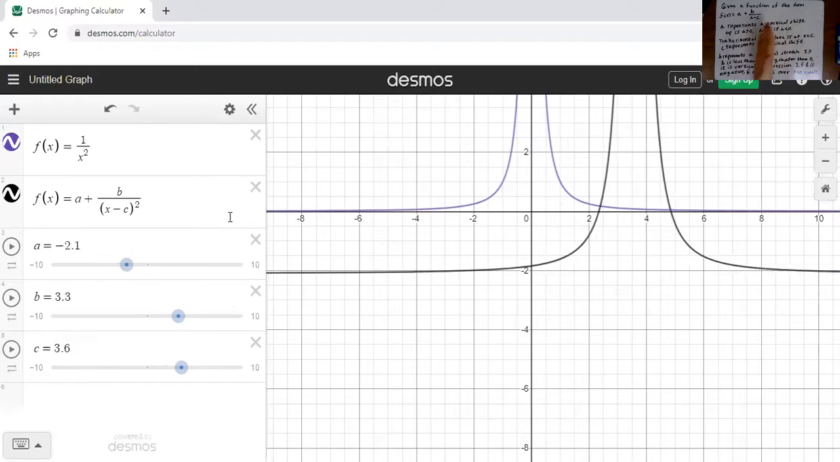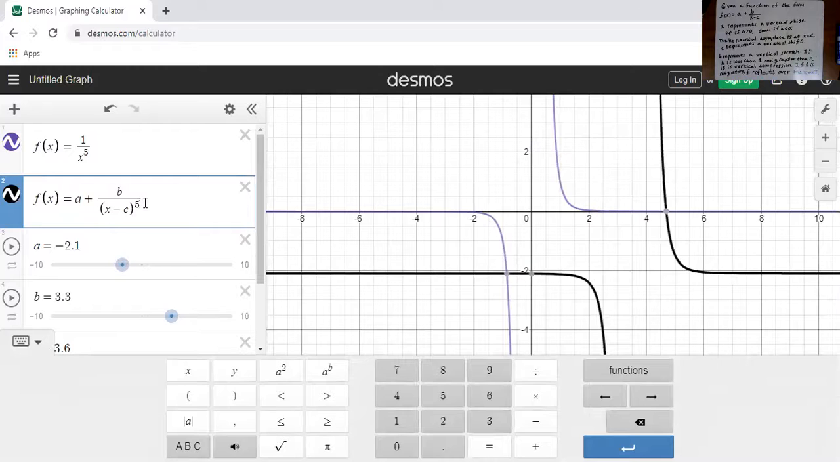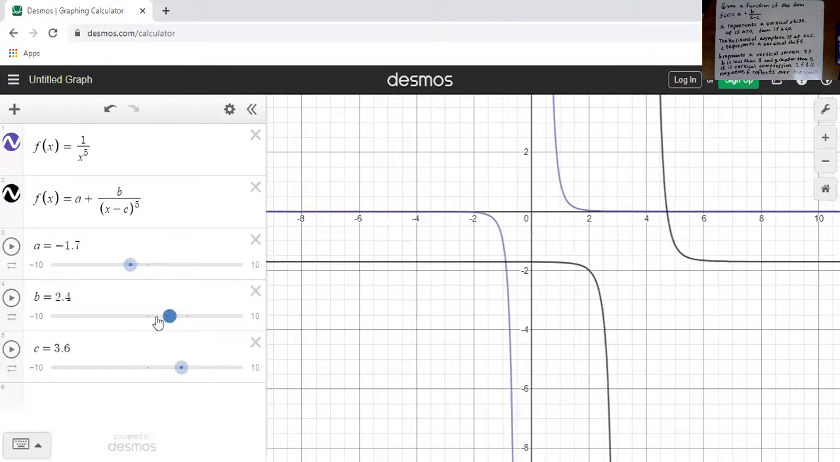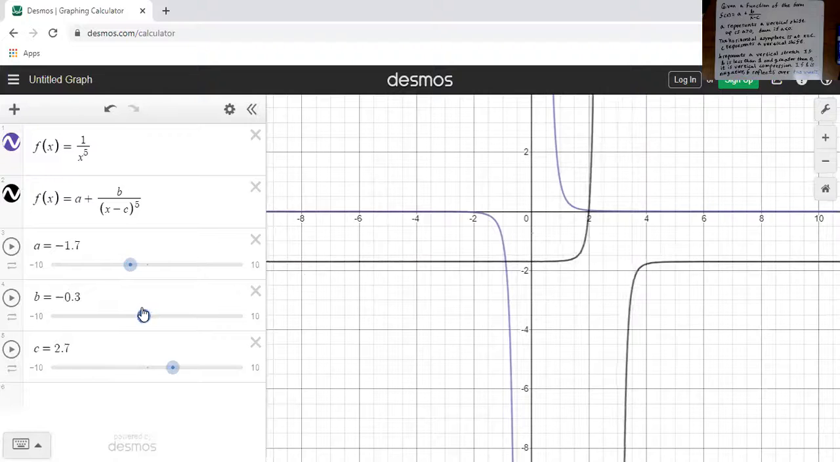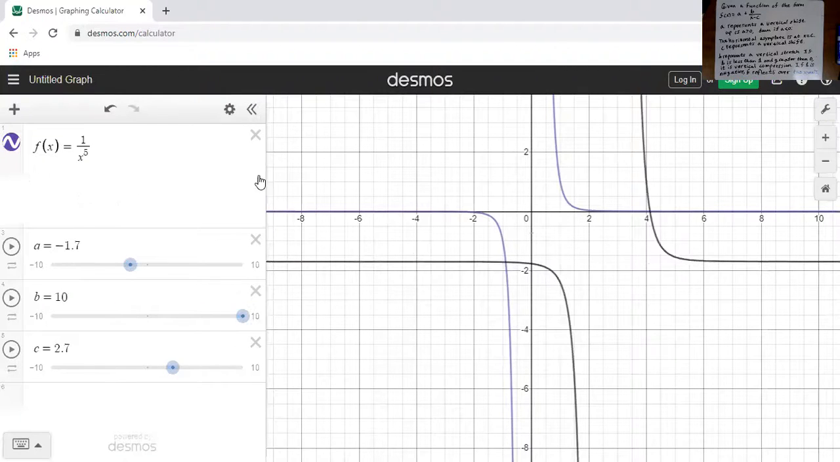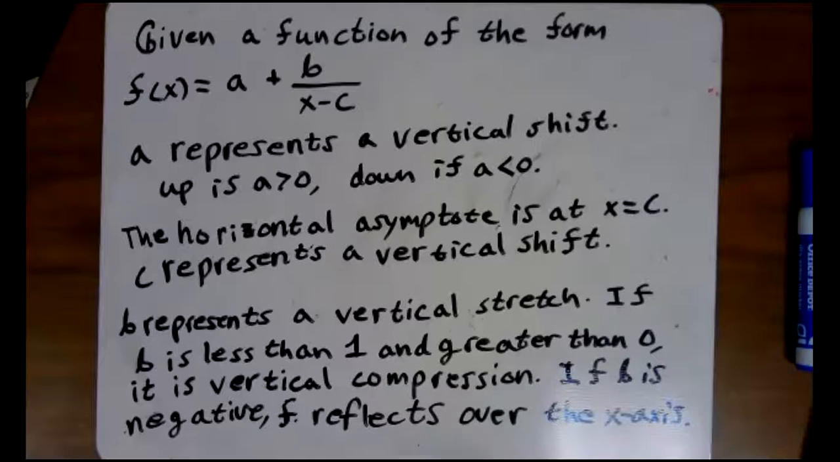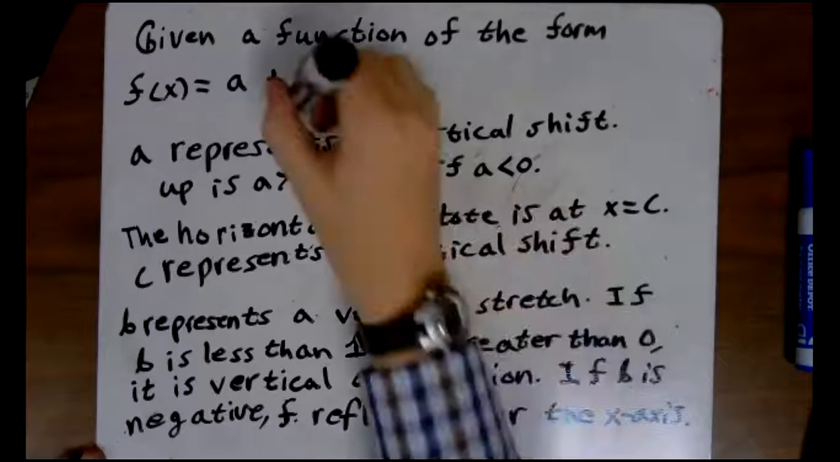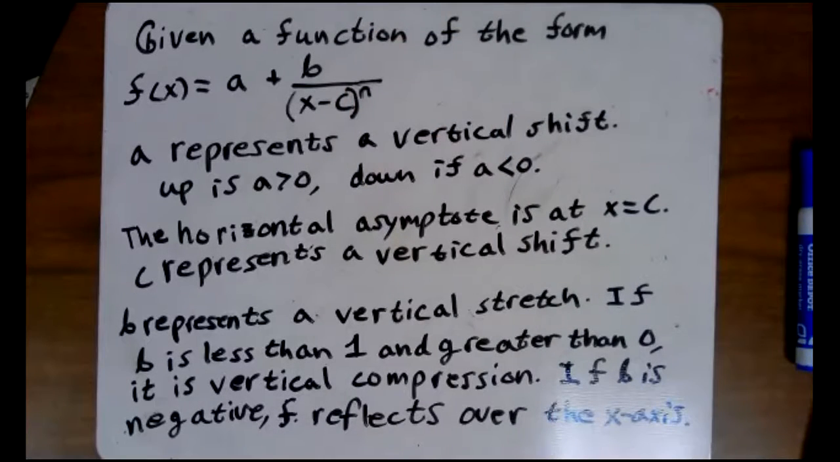So these transformations that we wrote down on our board here apply for any exponent, not just one. If we make it 5, same rules apply. Up, down, left, right, stretch, compression, or flipping upside down. Okay. So back to the board for a moment. So this is true for any exponent over the denominator, or for any power of the denominator. Okay.